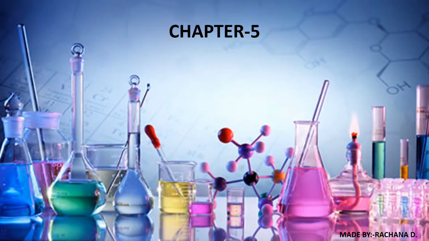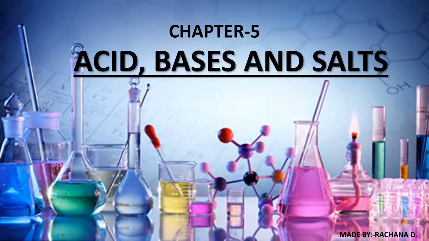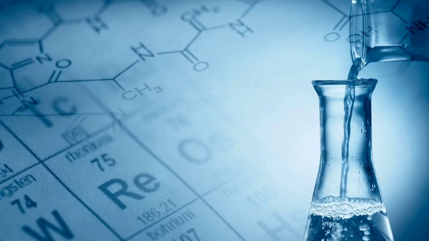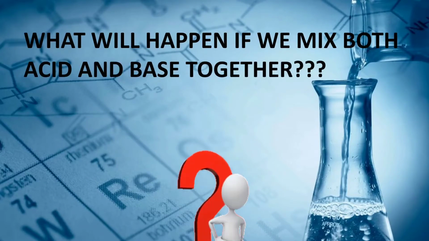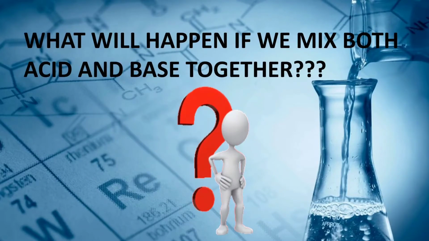Hello everyone, so we will be continuing with the same topic, that is acids, bases and salts. In our last video we have already seen what strong acids and strong bases are, how they react and what the differences between them are. Now let us continue with our next topic. Let us start with the question: what will happen if we mix both acid and base together, which we have already seen? I guess I have given a glimpse of it.